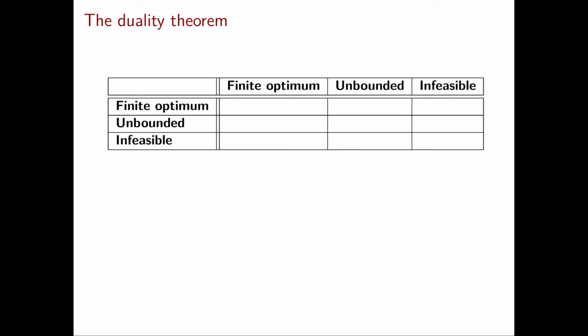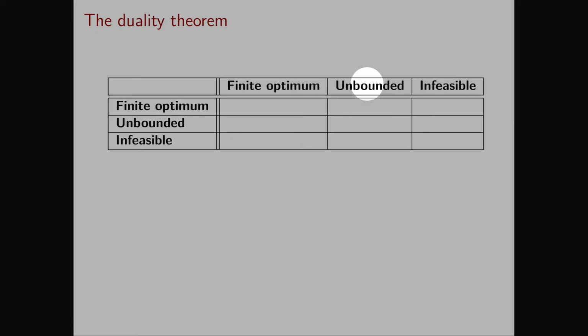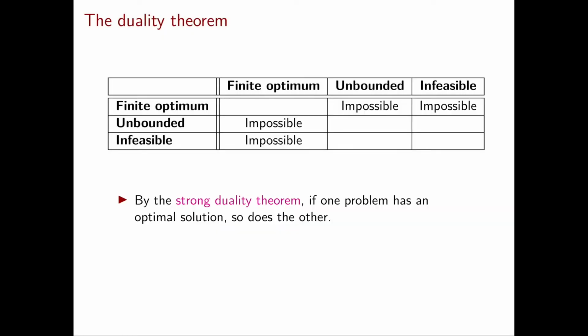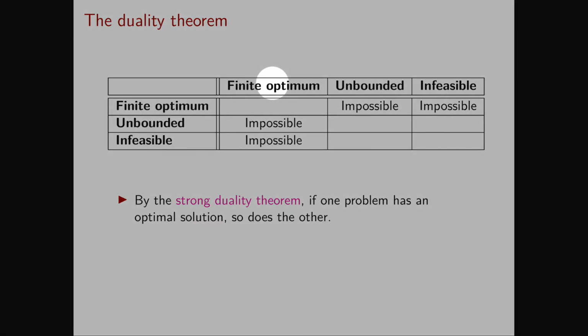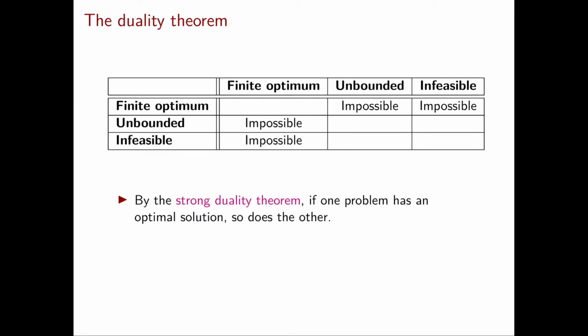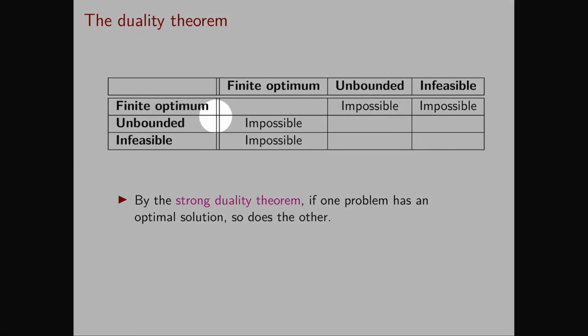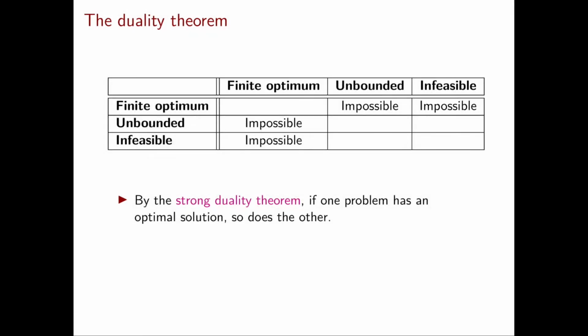Here it doesn't really matter which one is the primal and which one is the dual. Each one can have a finite optimum, or it can be unbounded, or it can be infeasible. The first thing we should observe is that strong duality immediately rules out 4 of these possible outcomes. In fact, the strong duality theorem says that if one problem has an optimal solution, then so does the other. So if we look at the first column, this problem has a finite optimum, and so the other problem cannot be unbounded or infeasible. Similarly, if we look at the first row, we can say that these two outcomes are impossible.